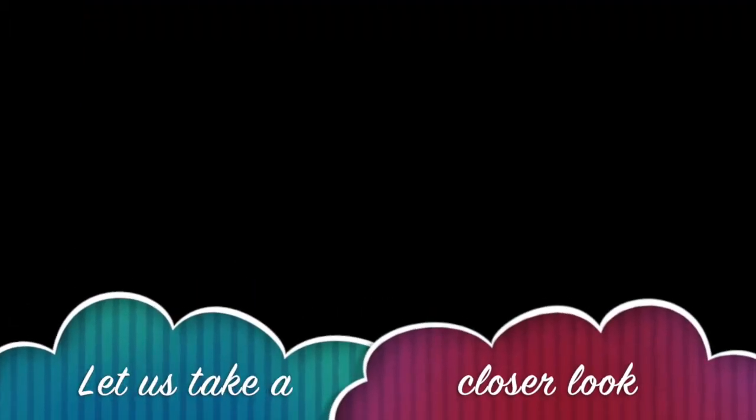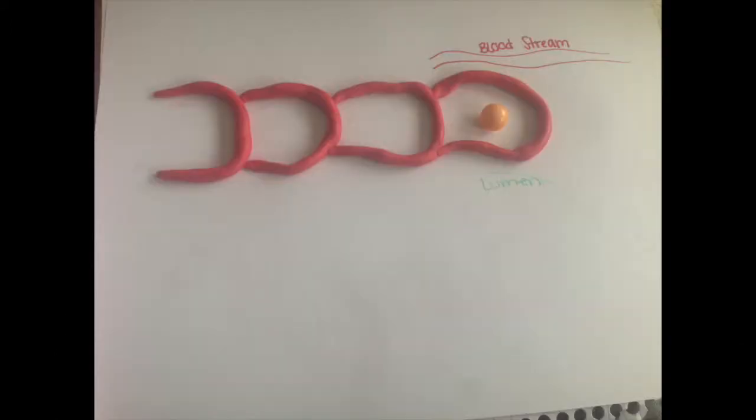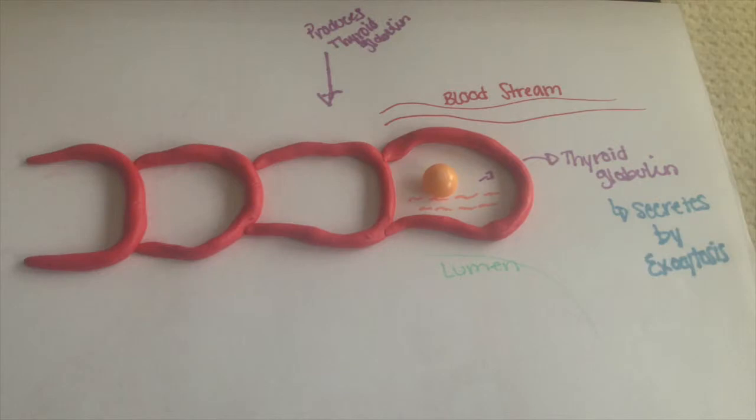Let us take a closer look. The follicular cell is surrounded by lumen and blood vessels. The cells produce thyroglobulin, which is a protein in which thyroid hormones are synthesized. They secrete it by exocytosis into the lumen, and it is a peptide.